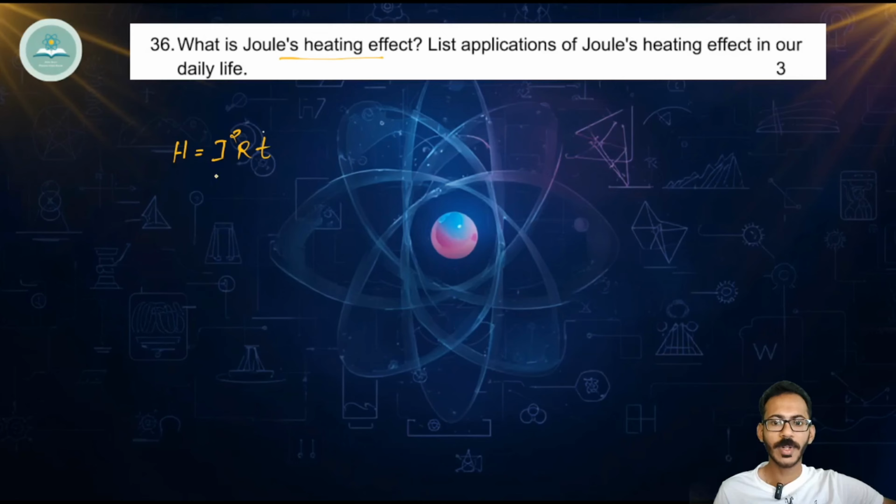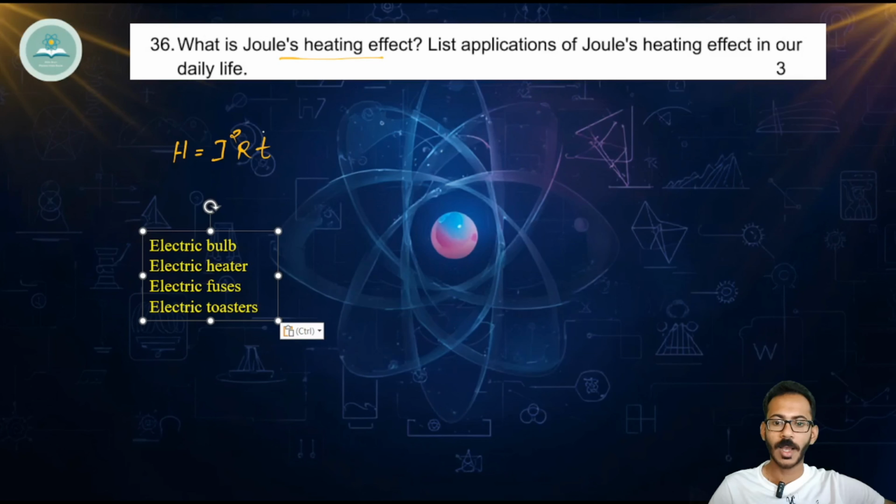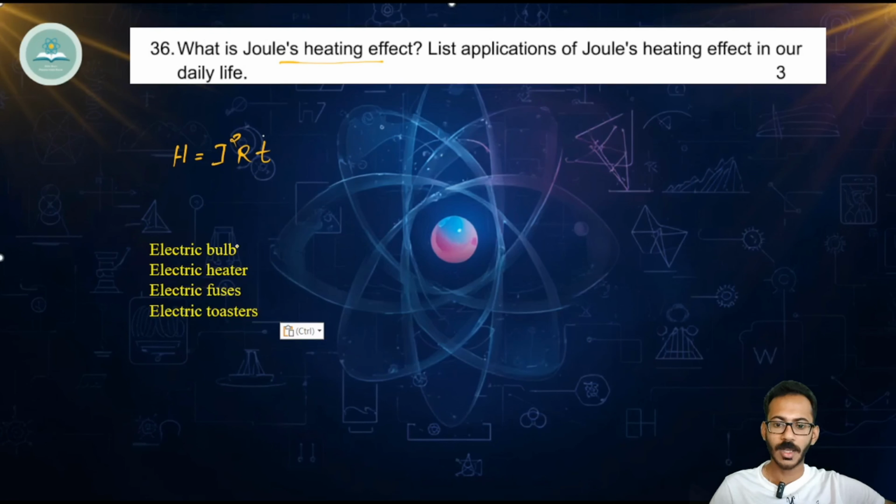The main point is whenever current passes through a current carrying conductor, the heat also increases. So where do we use it? What are the applications of it? The applications are electric bulb, usually in filament bulbs, the tungsten. It will get heated and it will give the glow, the light will come off. Then electric heaters. In heaters also, when the current passes, the heat will increase. Then electric fuses.